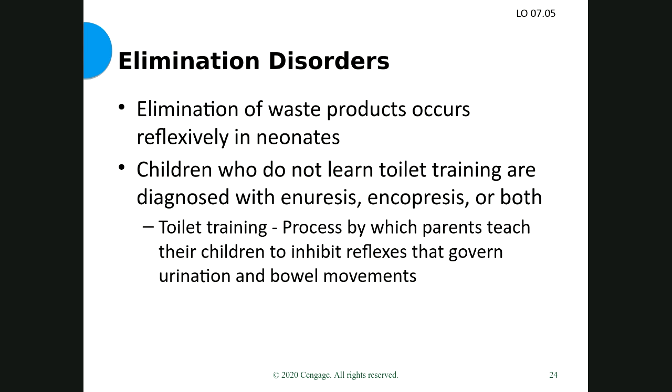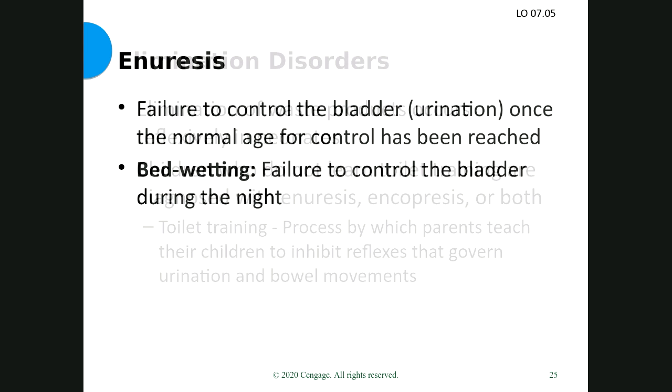Elimination disorders. These are waste products. So this is something you can go back to your Freudian stuff about the anal stage. Children who don't learn toilet training have problems later. Problems in terms of going too often or not going enough. Okay, so let's go into that in a little bit here.